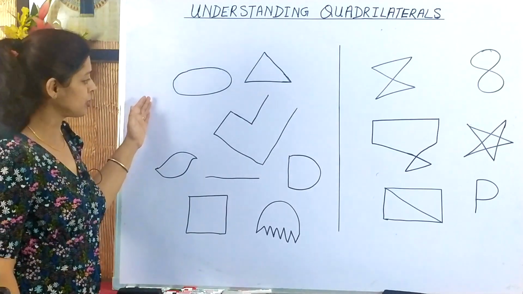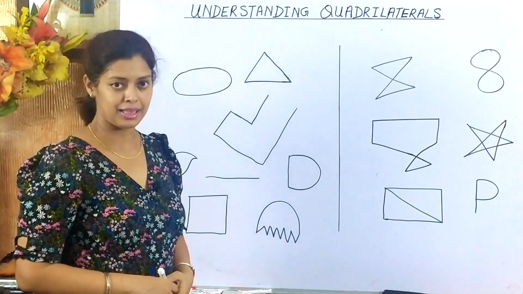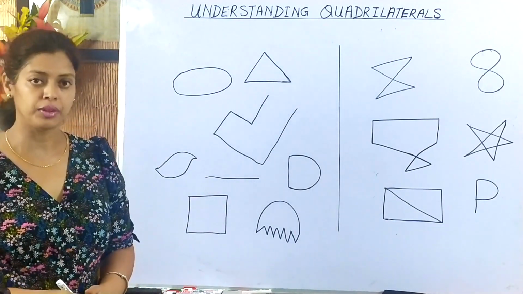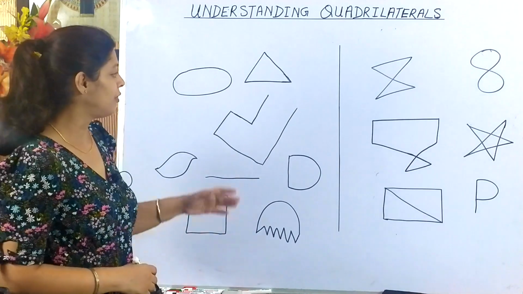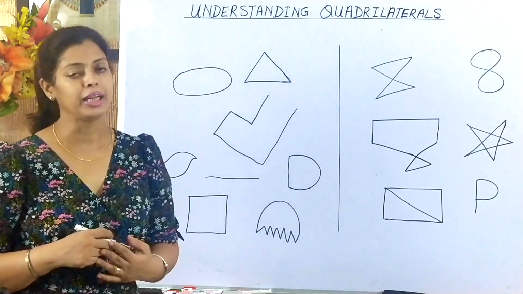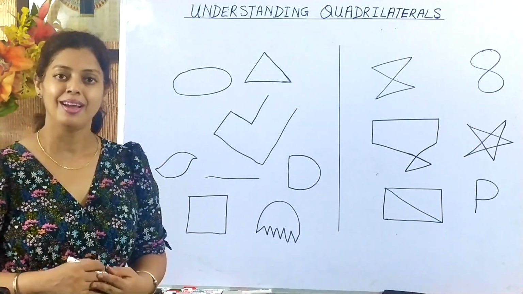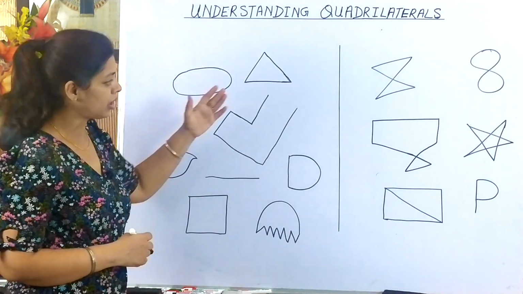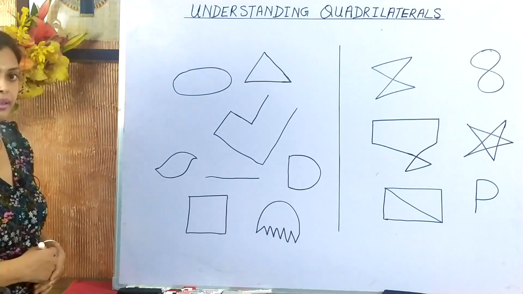Now look at the figures on the left hand side and the right hand side. All these are curves because they satisfy the definition of curve, which states that a curve is a plane figure formed by joining a number of points without lifting pencil from the paper. So what difference can you see between the curves on the right hand side and the left hand side?